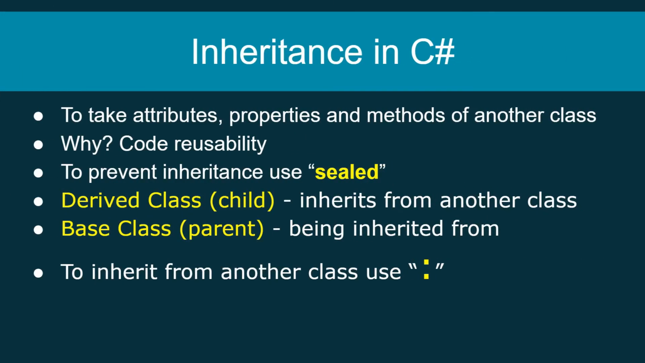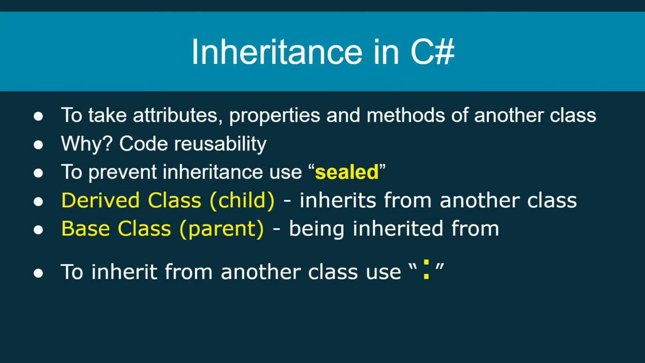Inheritance in C#. What is inheritance? Inheritance is a way to take attributes, fields, properties, and methods of another class to reuse the code from another class. Properties and methods in another class, if they are public or internal or protected, you can inherit them. So private members cannot be inherited. You can prevent inheritance by using the sealed keyword before the keyword class.